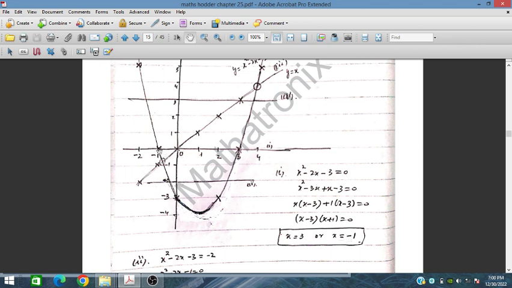So at x is equal to minus 1, on this x-axis we have y is equal to 0, and here the x value is plus 3. So at these two points the y value is 0. So the solution is x is equal to 3 and x is equal to minus 1. So this is the first part.